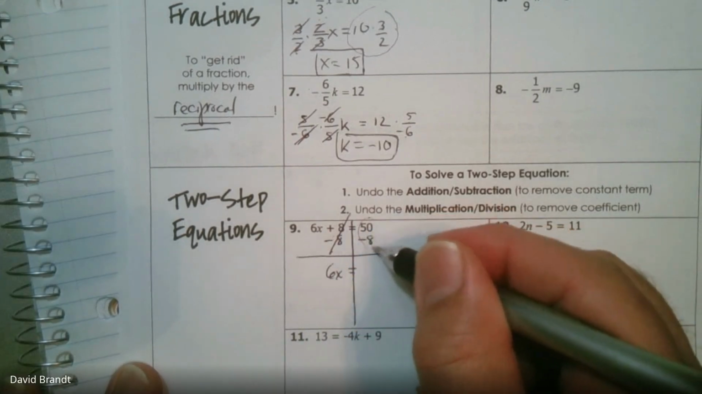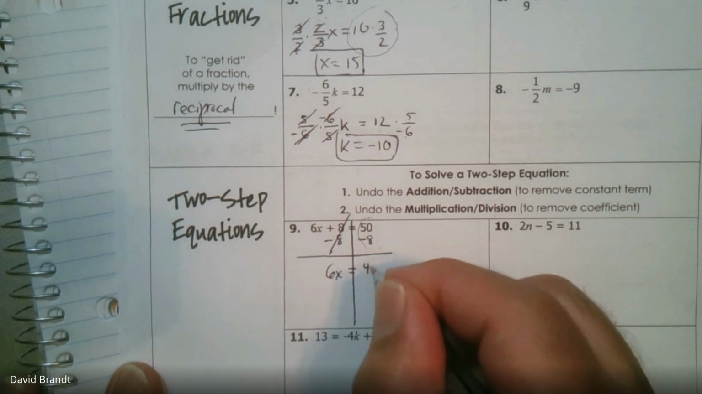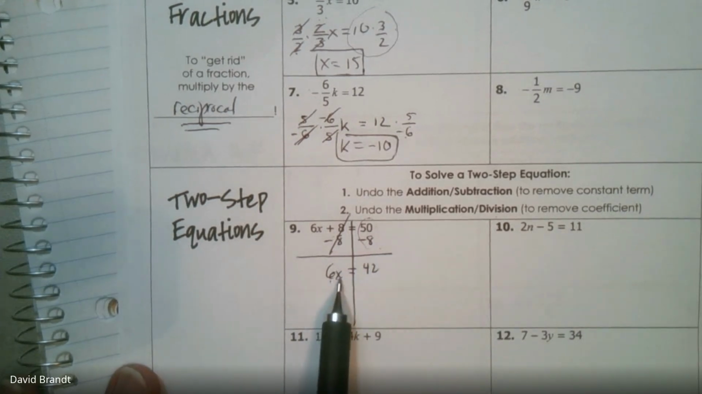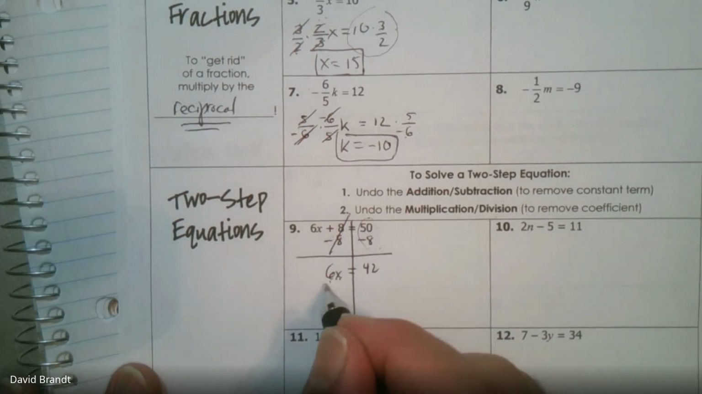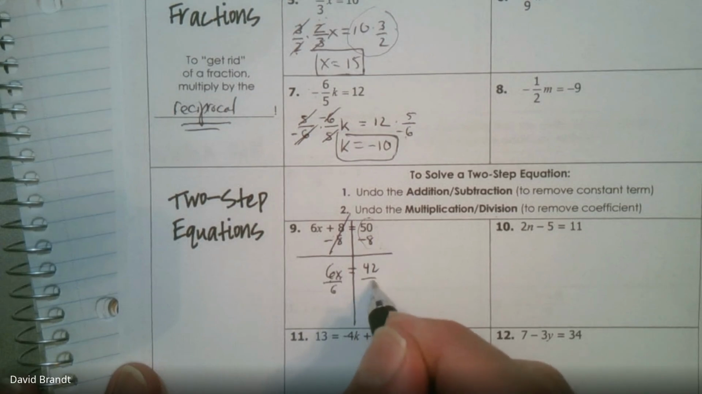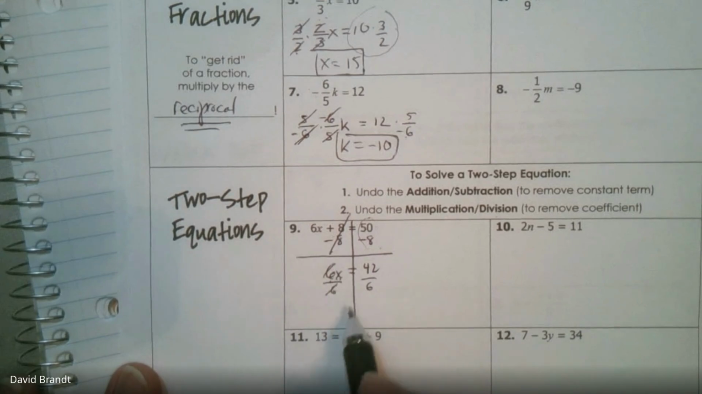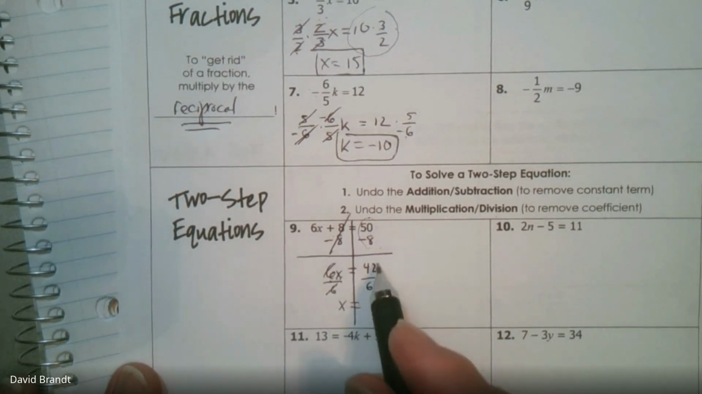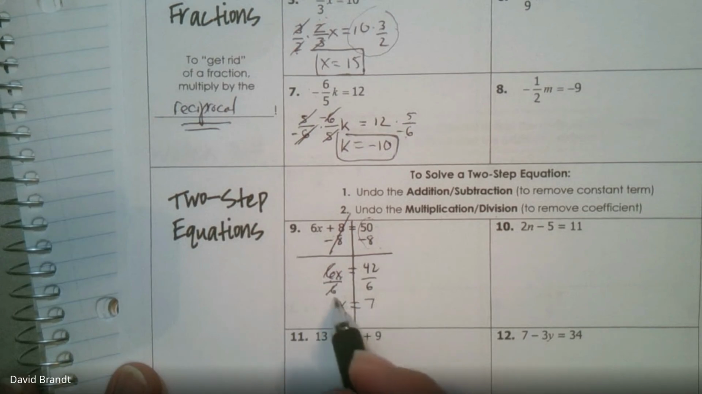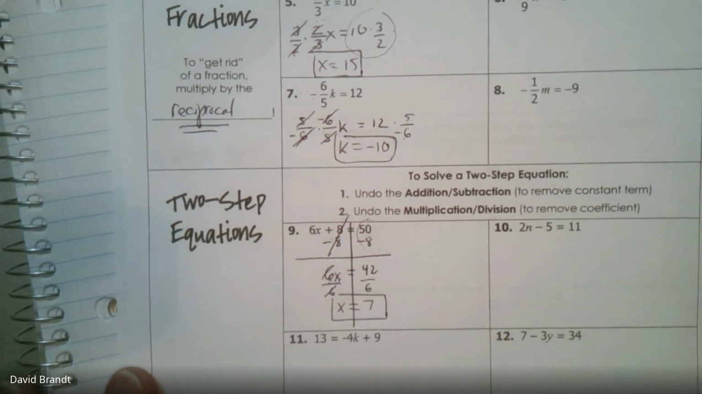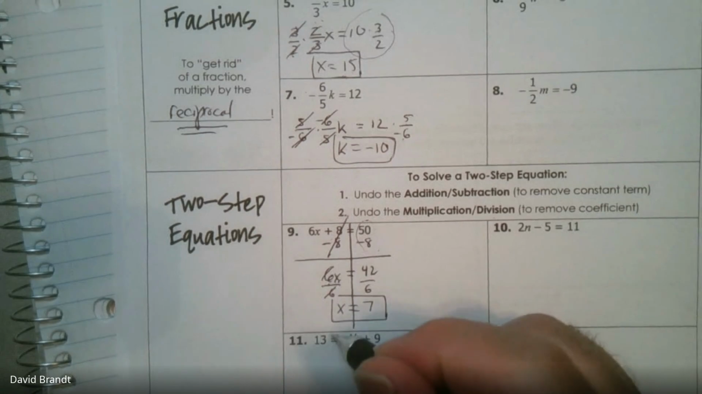Now, on this side, what's 50 minus 8? That's 42. Now, the 6 is multiplied. This is 6 times x. What's the opposite of multiply by 6? Divide by 6. You're right. So what happens to these 6s? They cancel out. Bring down your x. 42 divided by 6 is 7. Okay? Let's go to number 13.